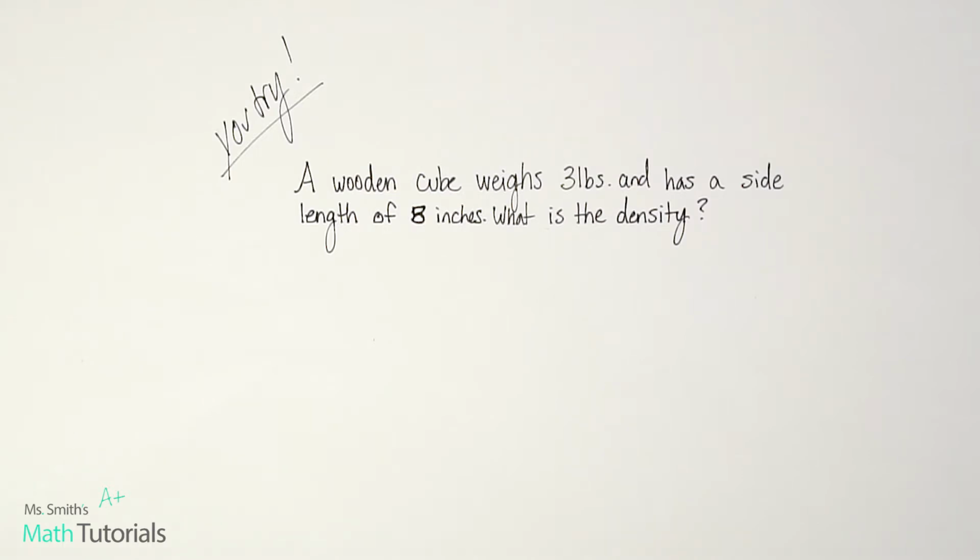Okay, here's your you try. A wooden cube weighs 3 pounds and has a side length of 8 inches. What is the density? I know some of you might be thinking, do we have enough information to solve this? And you do. Keep in mind that it says it's a cube, a wooden cube. So if you're not sure how to find the volume of a cube, you're definitely going to want to check out that finding volume video that I have. I've thrown a little bit of a challenge at you, but I know you guys can handle it.